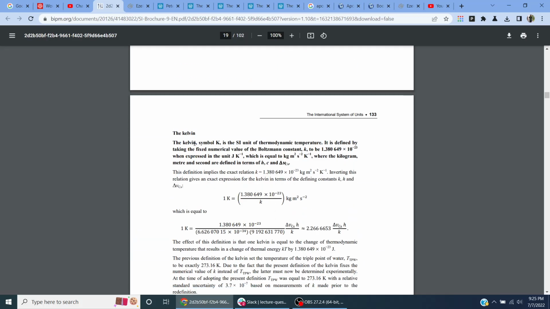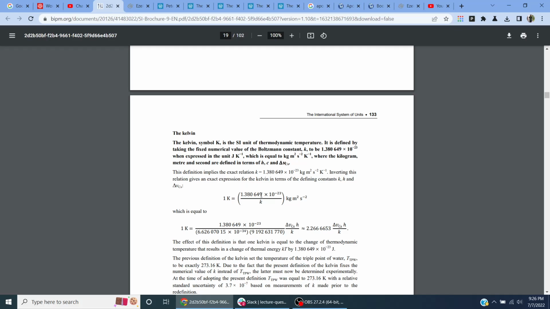The Kelvin. The kelvin, symbol K, is the SI unit of thermodynamic temperature. It is defined by taking the fixed numerical value of the Boltzmann constant k to be 1.380649 times 10 to the minus 23 when expressed in the unit joules per kelvin, which is equal to kilograms meters squared per second squared per kelvin, where the kilogram, meter, and second are defined in terms of the Planck constant, the speed of light, and the cesium frequency. This definition implies the exact relation k equals 1.380649 times 10 to the minus 23 kilograms meters squared per second squared per kelvin. Inverting this relation gives an exact expression for the kelvin in terms of the defining constants, the Boltzmann constant, the Planck constant, and the cesium frequency.